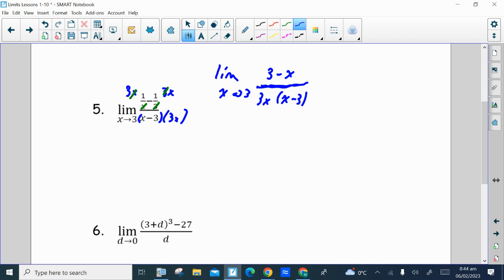Now, 3 minus x is not the same as x minus 3. They are in fact opposites, because on the top, the 3 is positive. On the bottom, it's negative. On top, the x is negative. On the bottom, it's positive. They are opposites. I can make them the same, though, by taking out a common factor of negative 1 out of either the top or the bottom. If I take out a common factor of negative 1 from the top, I'll get negative 3 plus x, or x minus 3.